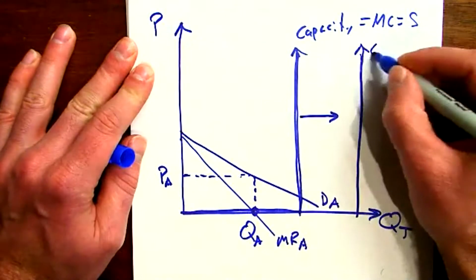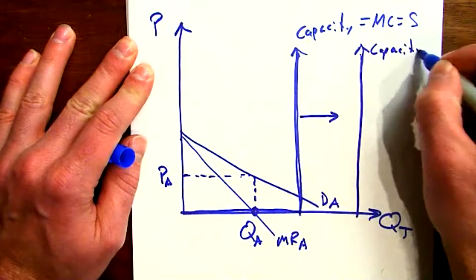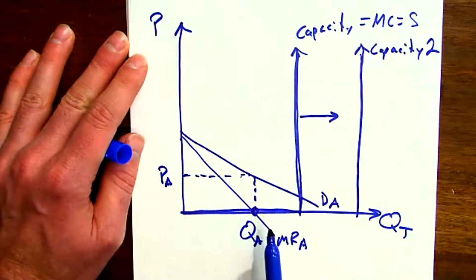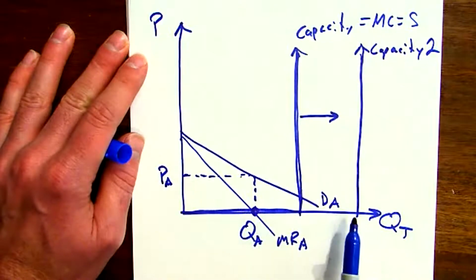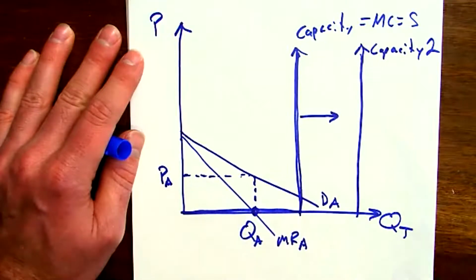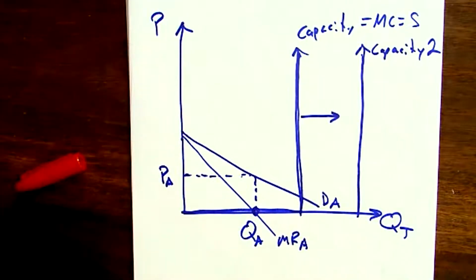We can think about this as the second capacity we're looking at. What's going to change for team A? Absolutely nothing. Marginal cost still hits marginal revenue down here. Price will stay the same. Everything for team A is going to remain the same: same quantity, same price, same total revenue.